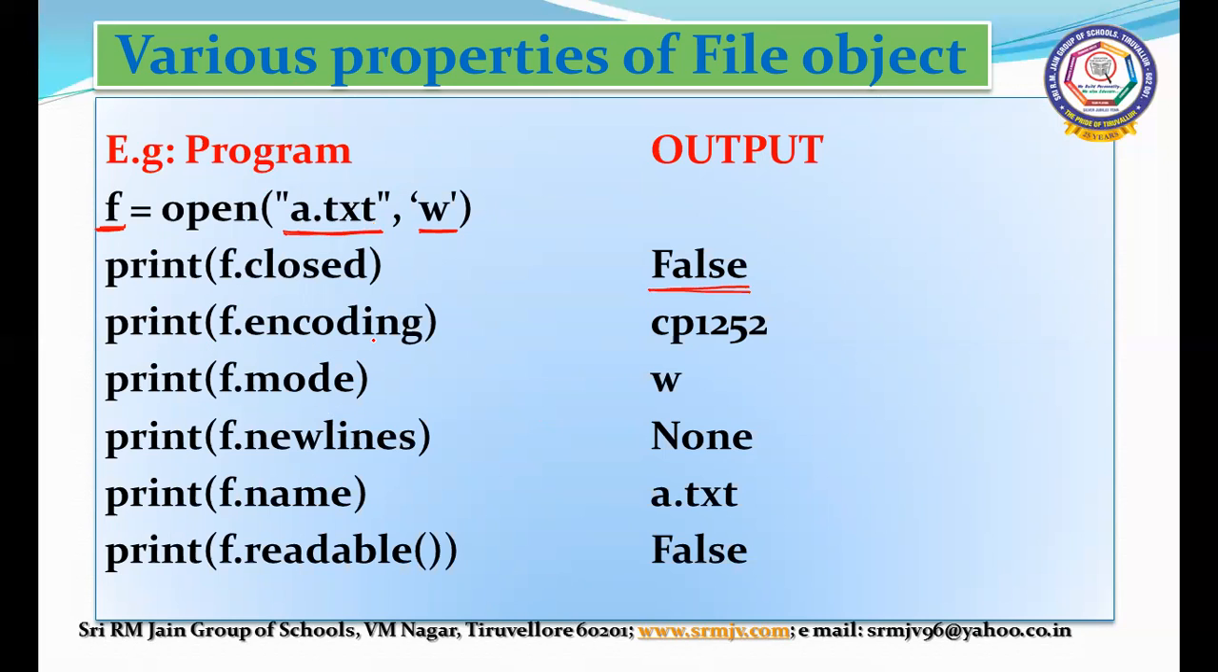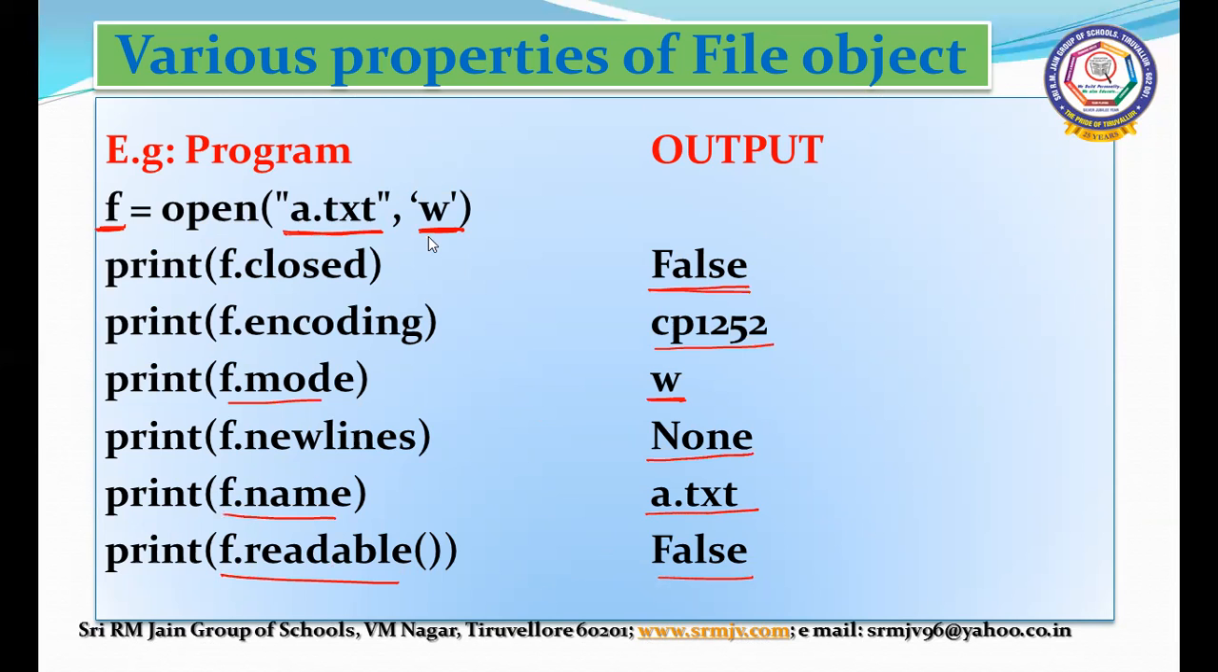Print f.encoding. The encoded value will be returned. f.mode: in which mode we have opened the file, that is, writing mode. f.newlines: whether we have any newline character in the file or not. f.name: the name of your file. f.readable: it returns a false value because we have opened the file in writing mode.